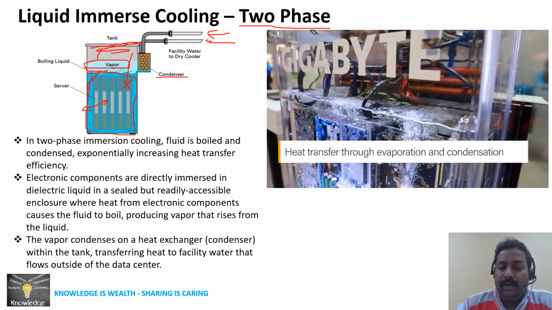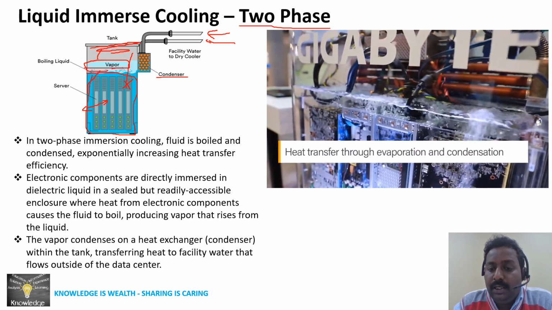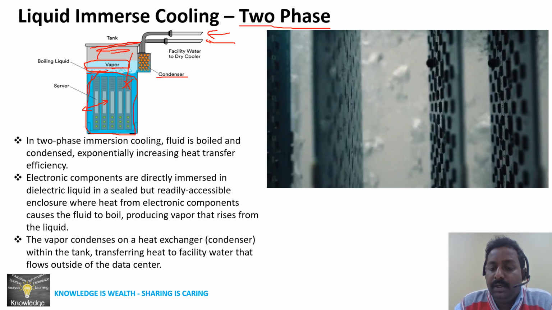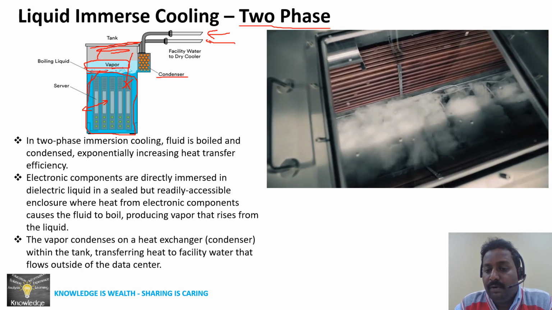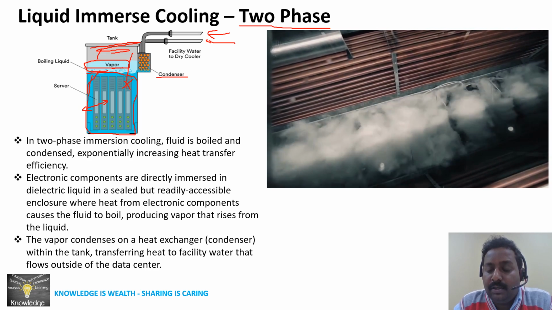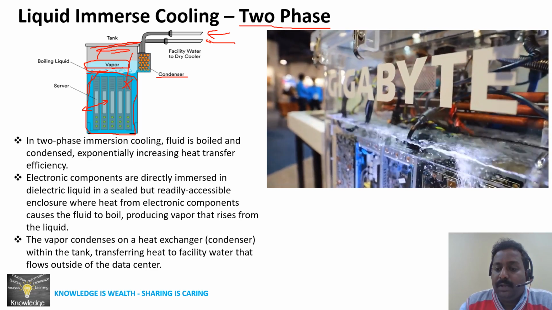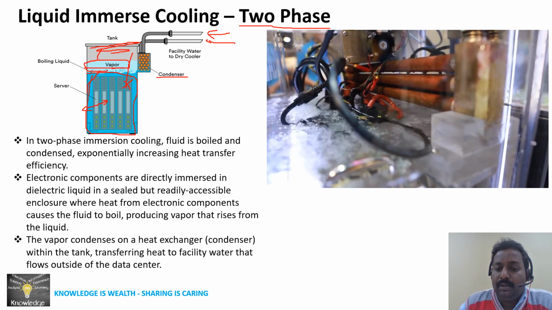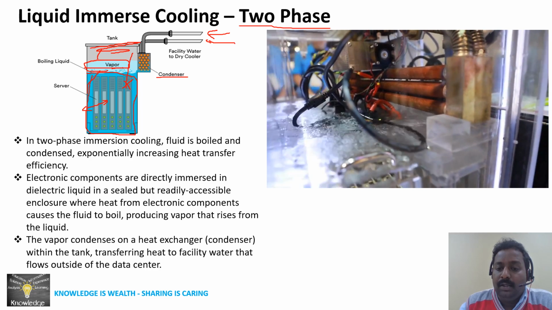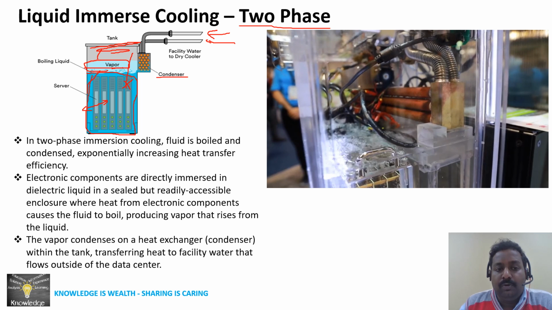Whenever the heat from the server is transferred to the engineered fluid and it reaches 56 degrees centigrade, it is evaporated. After evaporation, it touches the condenser coil, which is supported by the chiller inlet and outlet. Once the temperature is reduced to 56 degrees centigrade, condensation will happen. Again the engineered fluid comes back to liquid form and pours again into the same container. This is called two-phase liquid immersion cooling.